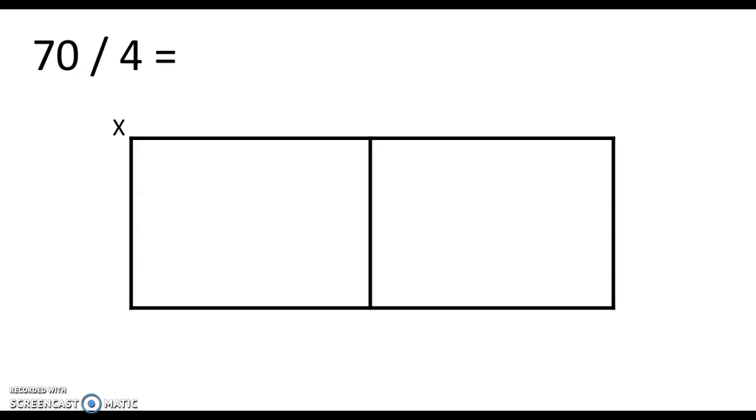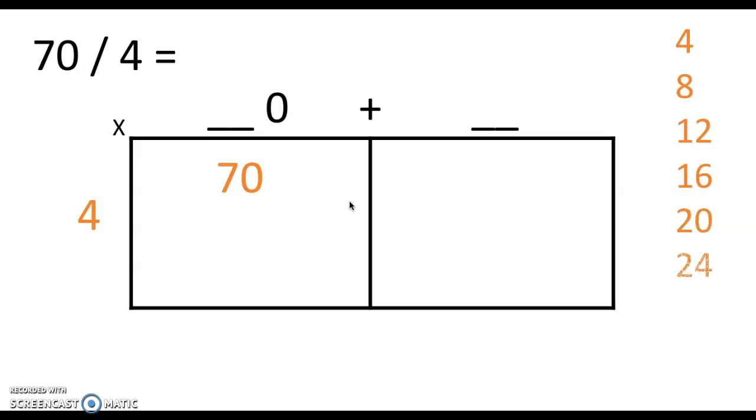70 divided by 4. Draw your two boxes and label your place values with your 4 on the side, your 70 in the middle, and if you need to, your times tables on the side. Then we know we're going to start in the tens place.